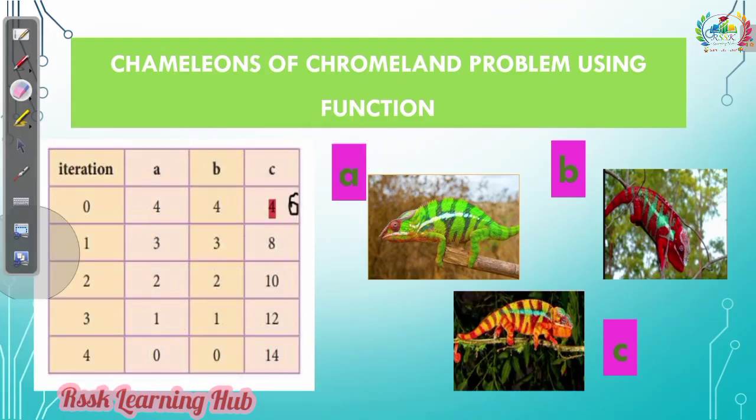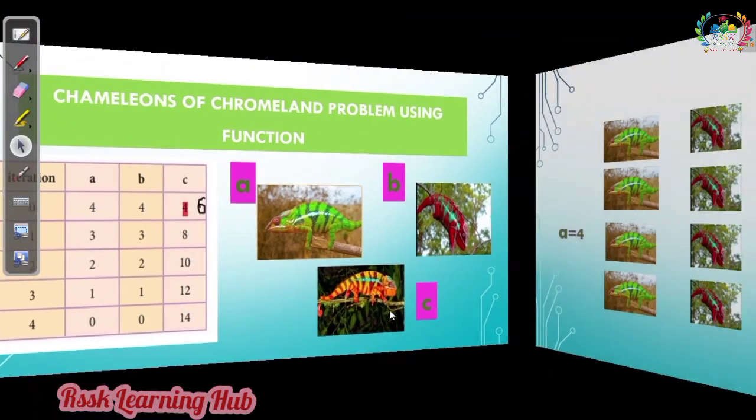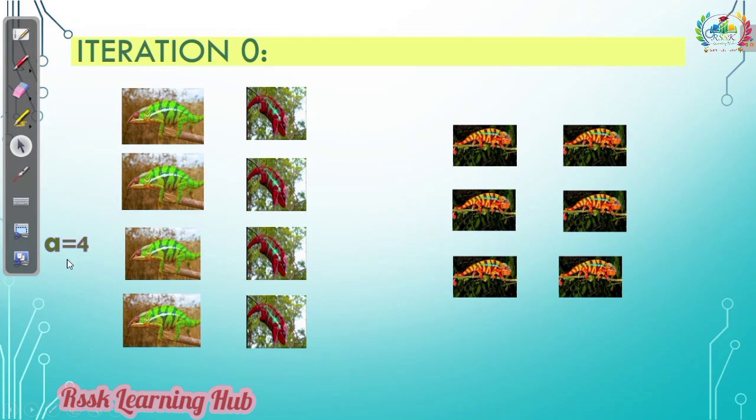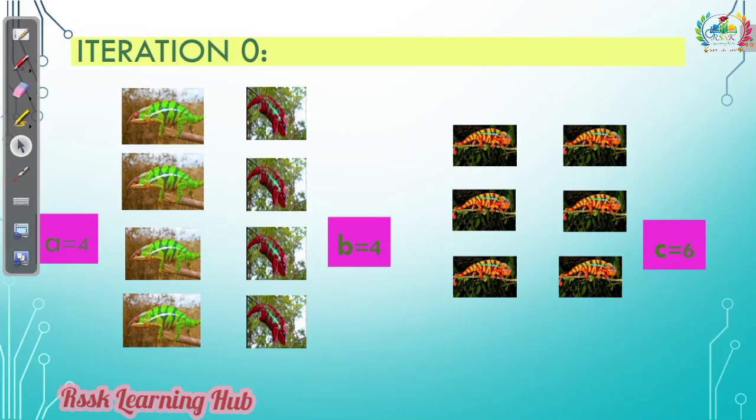You all clear in this? Now we will see a diagrammatic representation of this, so you can understand very easily. This is your first stage in iteration. Initially you have 4 chameleons, that is A. Green color is 4, red is 4. That value is B. And your result is C, that is your yellow chameleon, which is 6. This is your iteration 1 stage, that is the initial stage.